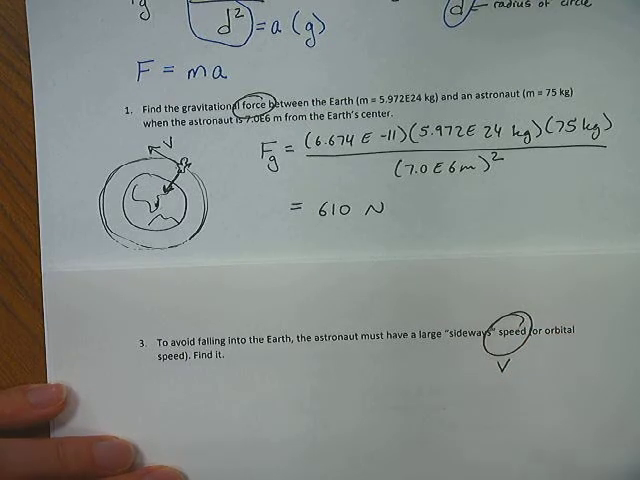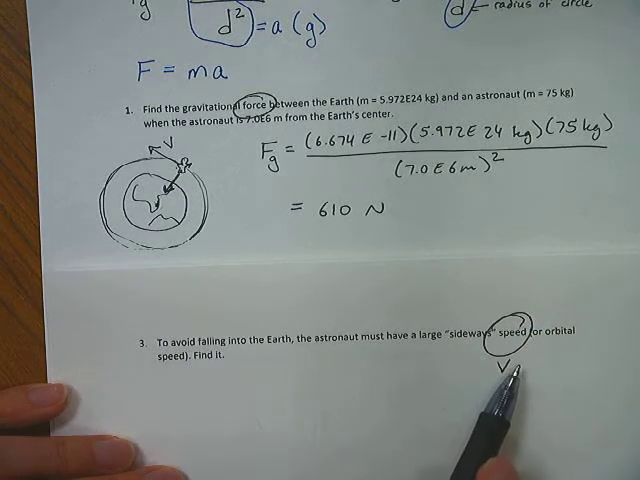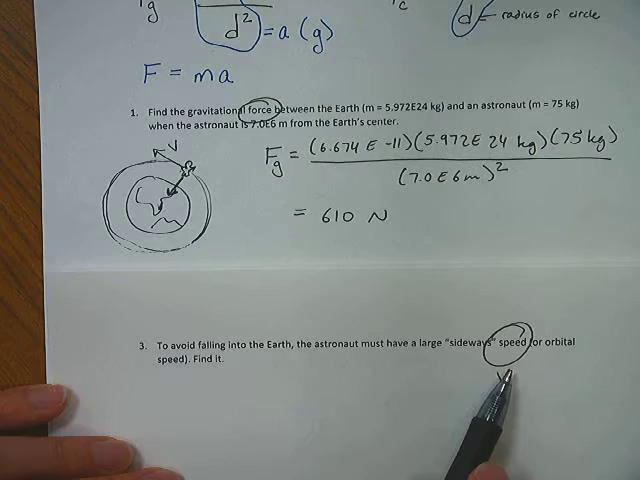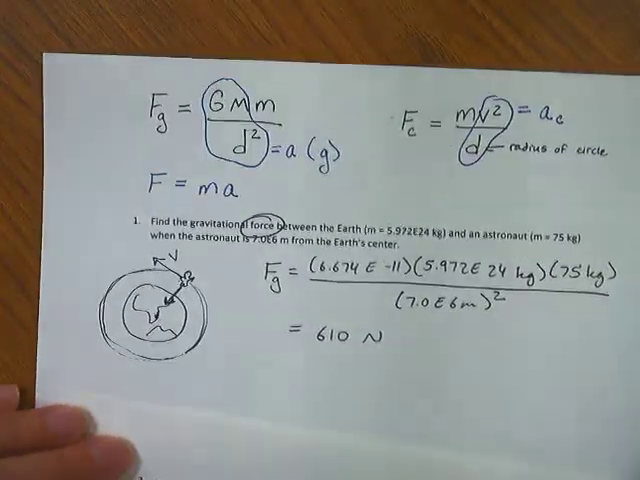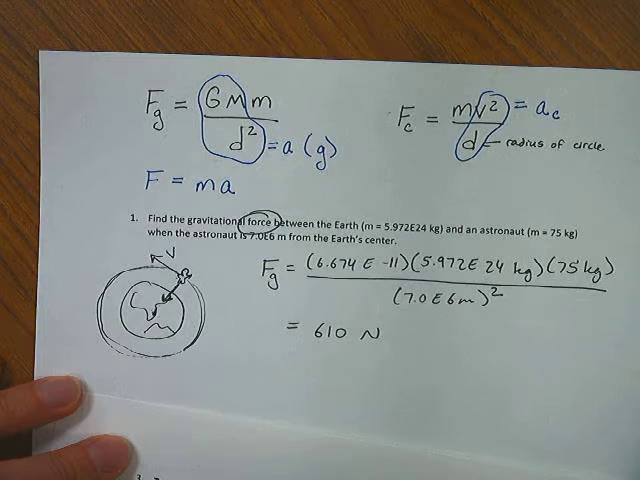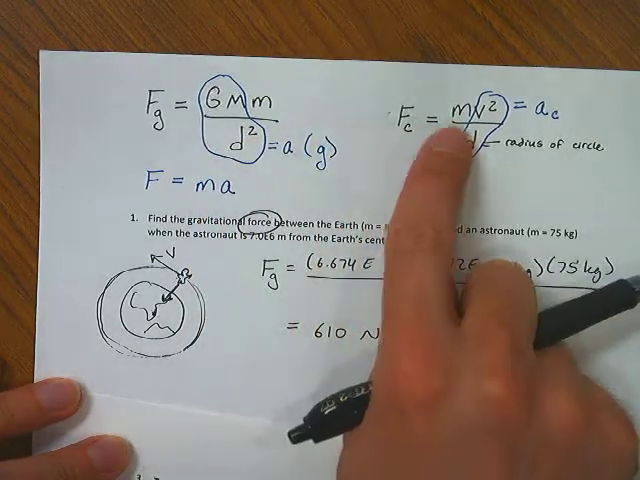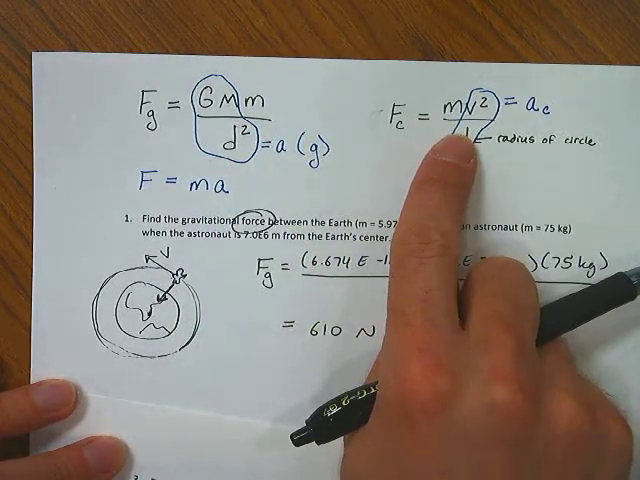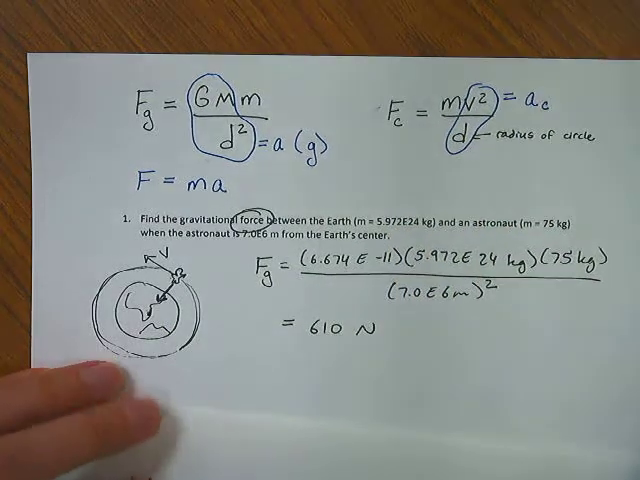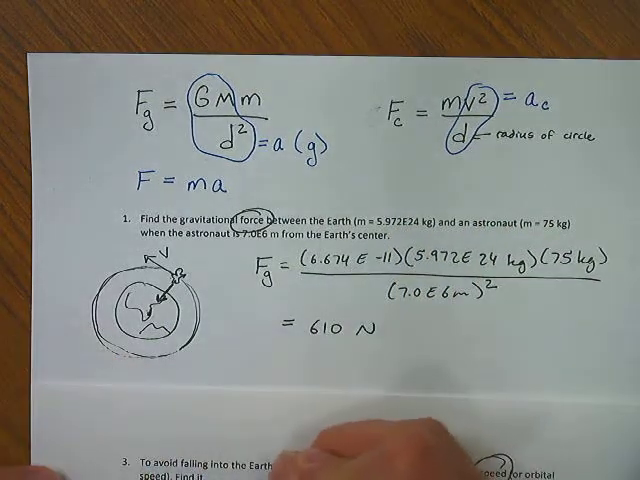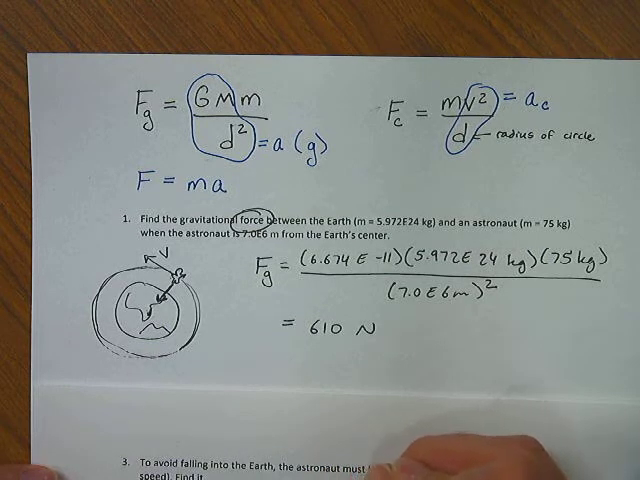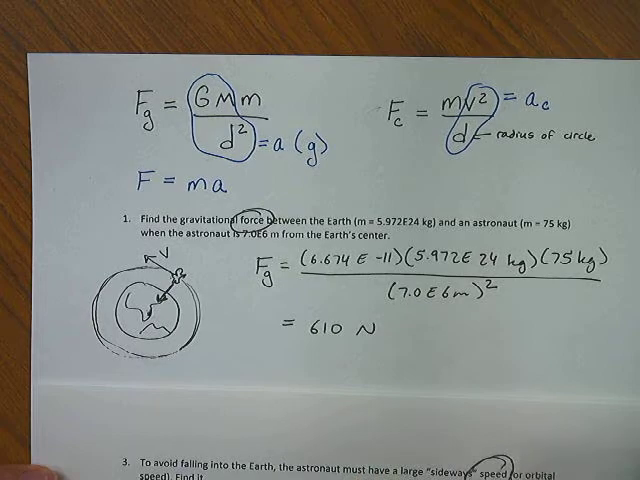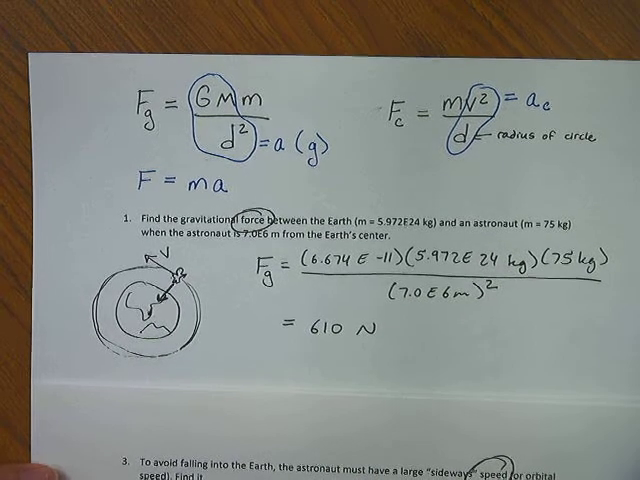Without this sideways speed, she would just pull straight down. Okay, so problem number 3. We want to find a speed. That's v. So what equation do we use to find v? We come up to the top and we say, well, this one feels easy because there's no v over here, so it must be this one.